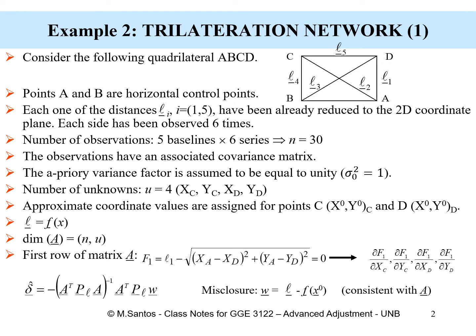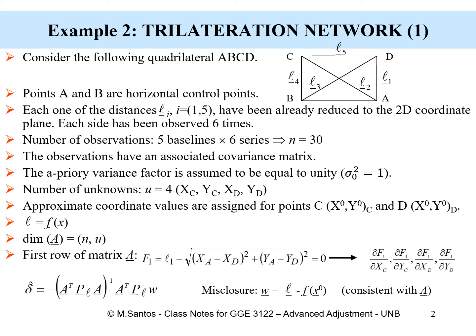We are going to consider that the observations have a covariance matrix. The covariance matrix is going to be built by means of the known specification of the instrument. I believe we are using 2 centimeters plus or minus 2 ppm, something like that. You're going to have that given to you, because we're going to work on that. That's going to be assignment number 1, by the way. So the a priori variance factor we are going to consider as known and equal to 1.